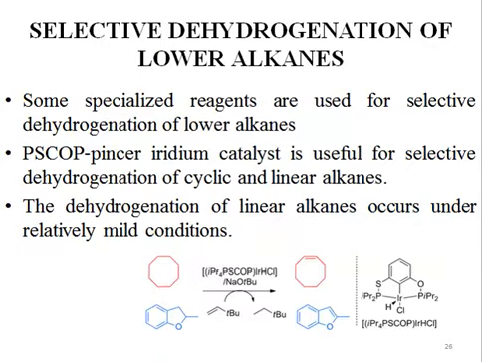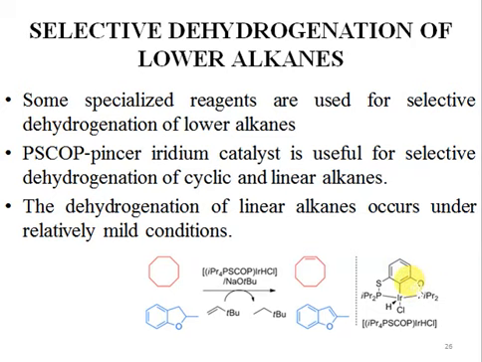When we are looking for selectivity, we just want to get a carbon-carbon double bond, and we want it at a desired position, right? Then we have to make use of some specialized reagents. For example, we have a specialized reagent known as PSCOP pincer iridium catalyst, right? It's shown here, and we call it PSCOP because here we have phosphorus. This phosphorus is directly bonded with sulfur. The sulfur is directly bonded with that carbon, and this carbon is again attached with this oxygen. The oxygen is attached with this phosphorus, right?